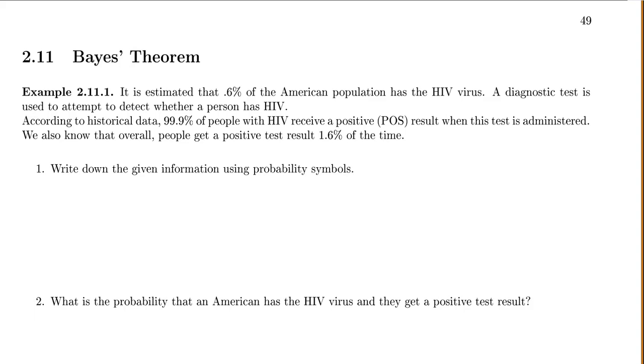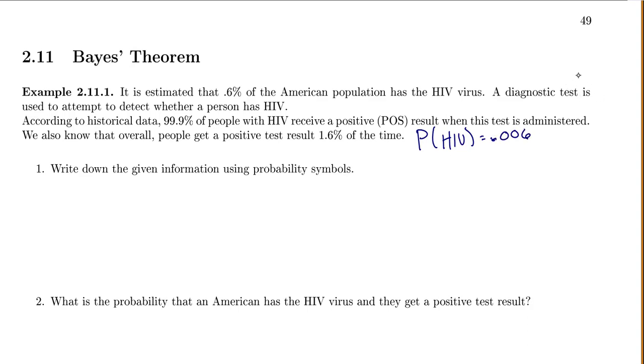This section is about Bayes' theorem. So for example, it's estimated that 0.6% of the American population has the HIV virus. As you do any problem in this class, start by writing down what they tell you. So probability of HIV equals 0.6%. Let's change that to a decimal, so this would actually be 0.006.